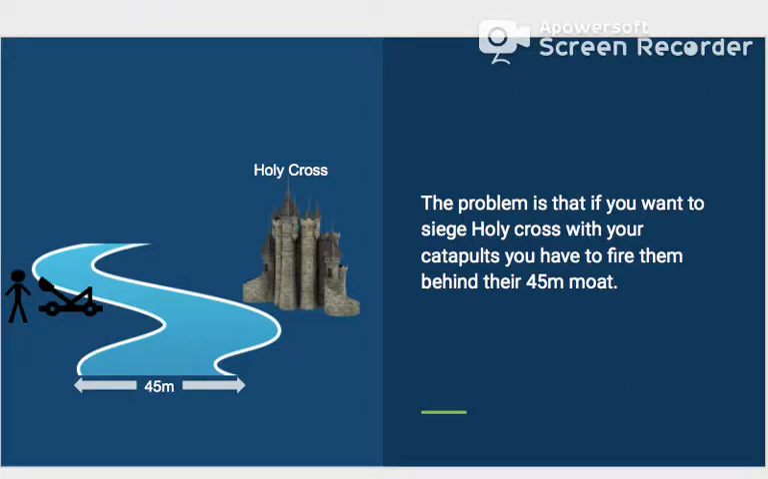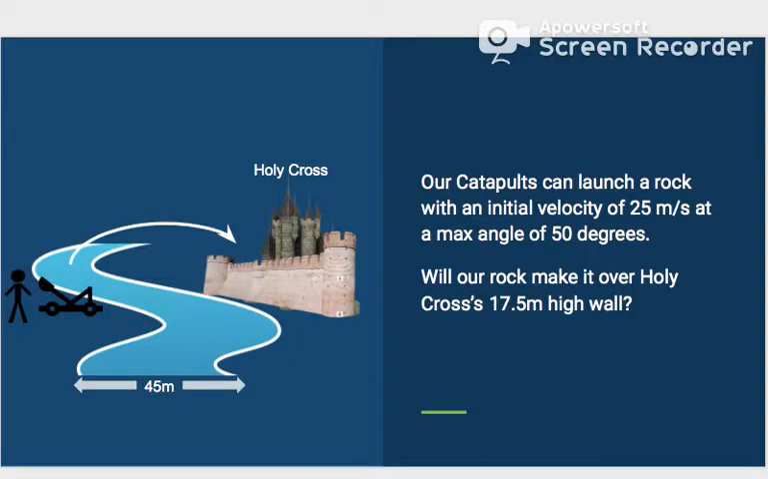Along with the wall, Holy Cross has a 45-meter wide moat. And so your rock has to travel across the 45 meters and over Holy Cross's wall. The Wolkit catapults can only launch a rock with an initial velocity of 25 meters per second at a maximum angle of elevation of 50 degrees. So the question is, will our rock make it over Holy Cross's 17.5 meter high wall?